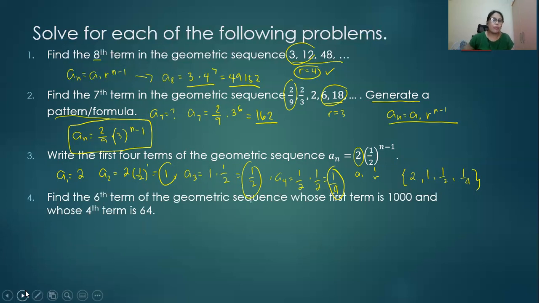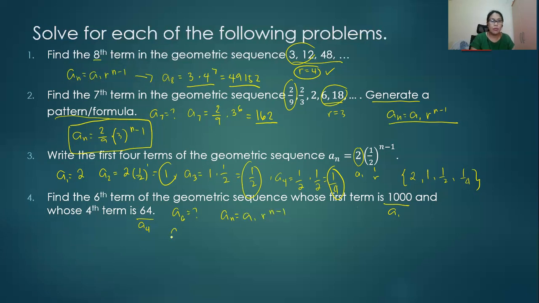Find the sixth term of the geometric sequence whose first term is 1,000. So this is a sub 1. And whose fourth term is 64. So this is a sub 4. And we are asked to solve for a sub 6. Okay. So we can make use of this pattern again. A sub n equals a sub 1 times r to the n minus 1.